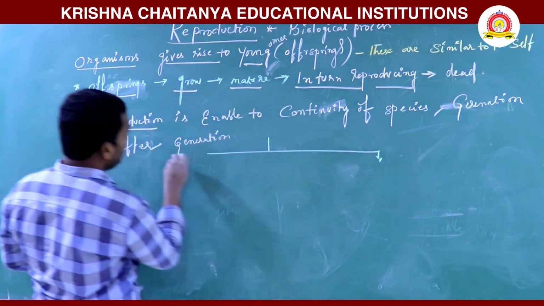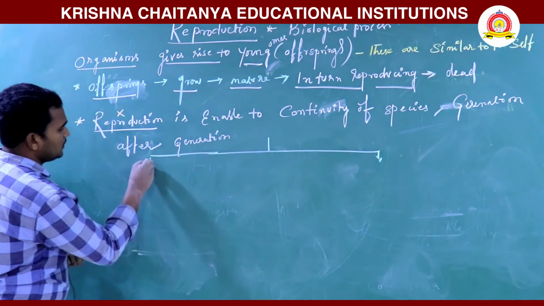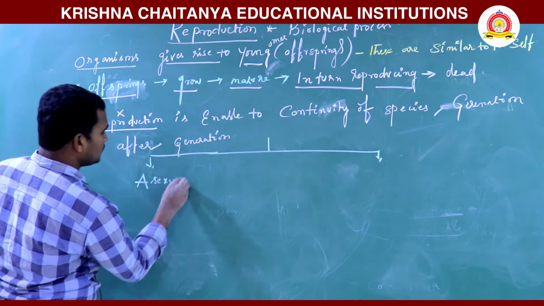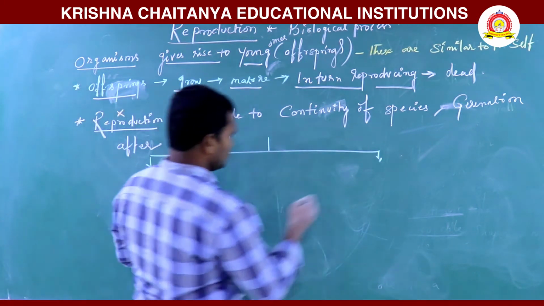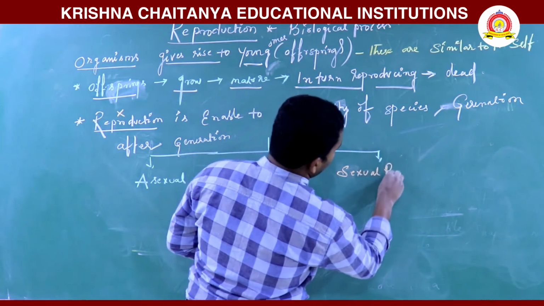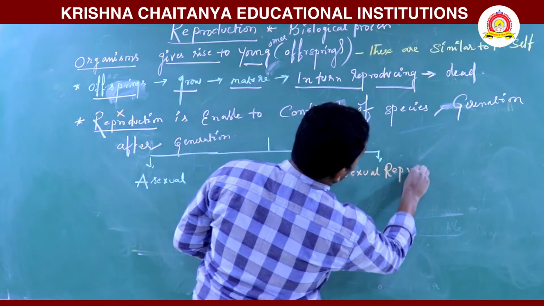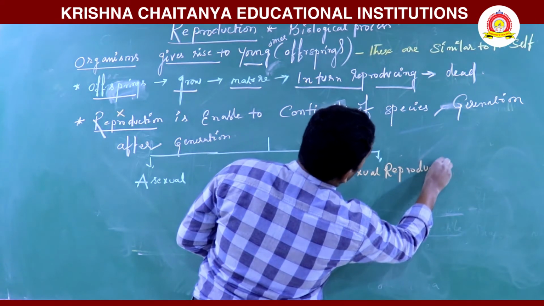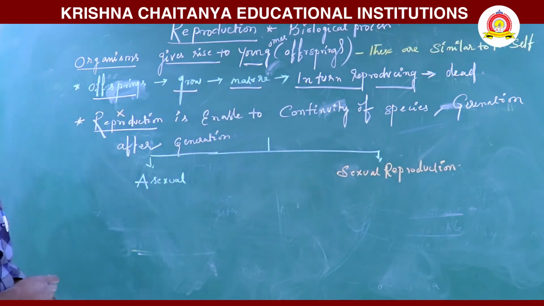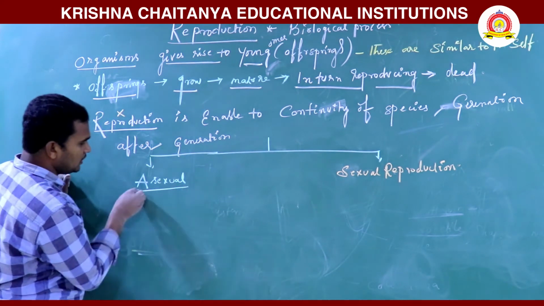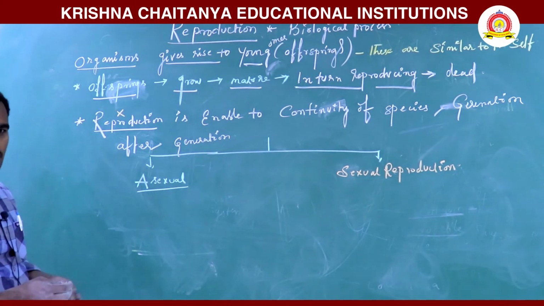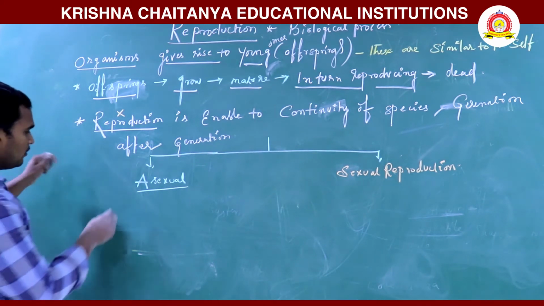One is asexual reproduction. Another one is sexual reproduction. Now, asexual reproduction is nothing but what?